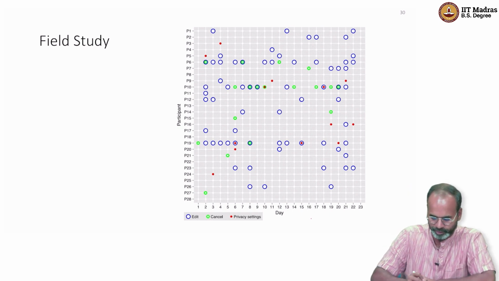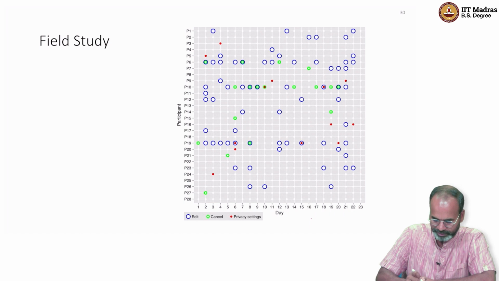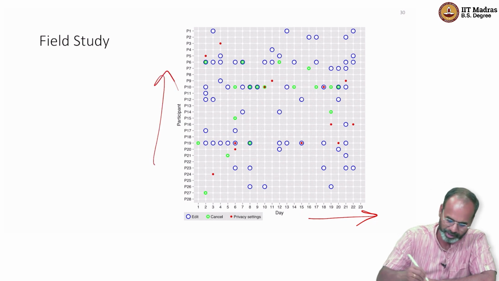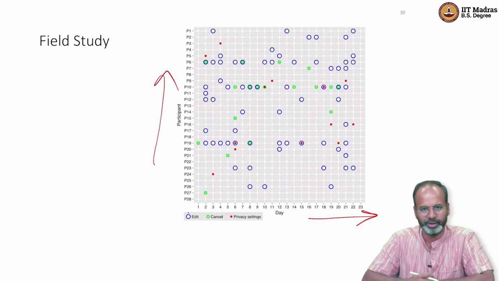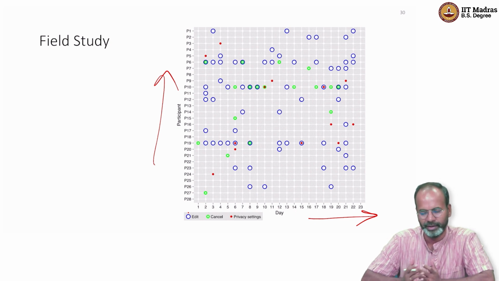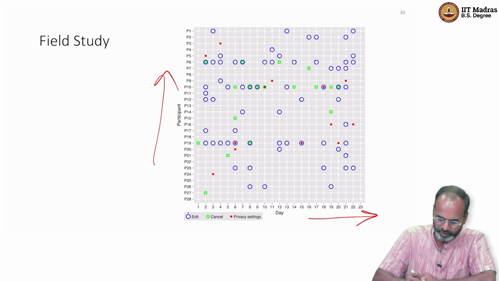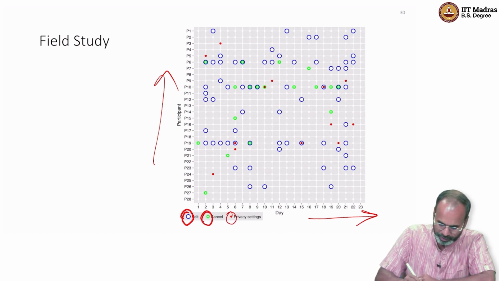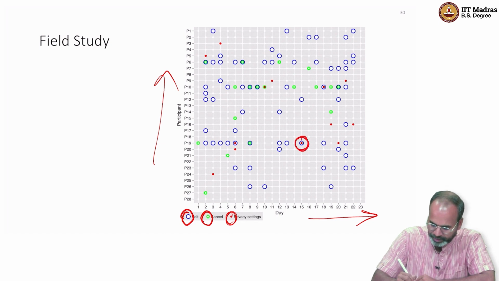In one graph, you could actually see all the things that they had done in the study. The x-axis is the day of the study. The y-axis is the participant, very similar to the table that we showed earlier in the slides about three conditions and participants in the study. This one has certain other details: I edited the post, I canceled the post, I went to change the privacy settings.